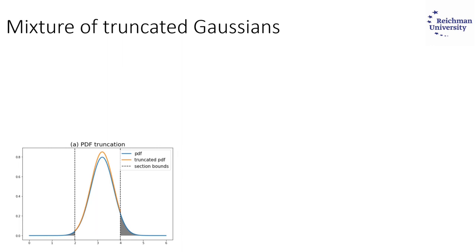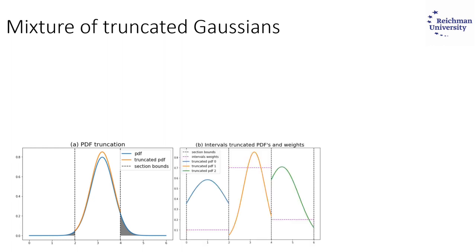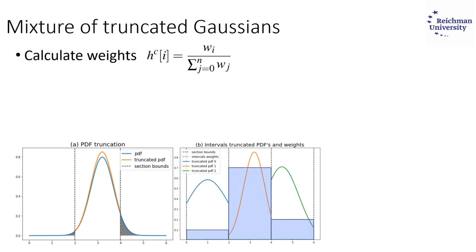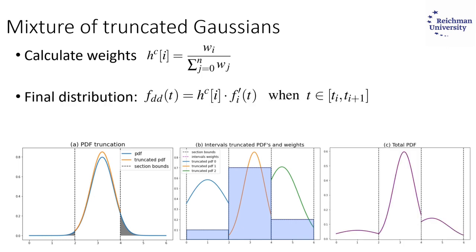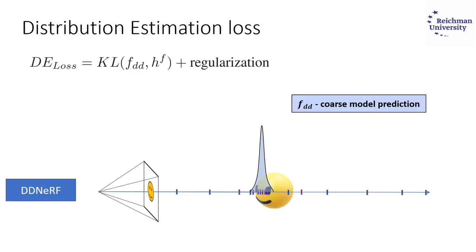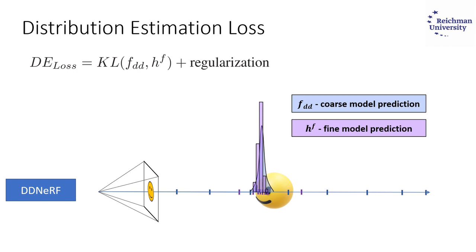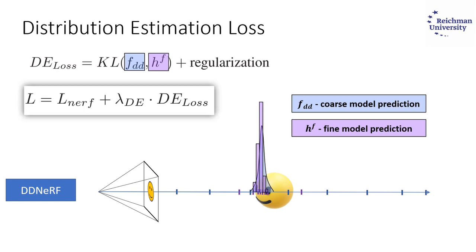The model predicts the internal Gaussian distribution parameters for each interval. We truncate those Gaussians inside the interval bounds, ending up with one truncated Gaussian per interval. Gaussian weights are calculated with respect to the total transparency from those intervals. The final distribution is defined as a mixture of truncated Gaussians. The coarse model learns to predict the distribution by mimicking the fine model predicted distribution. We use KL divergence between those distributions and add a regularization term to avoid overshrinking of the Gaussians. The distribution estimation loss component is added to the regular NeRF loss.